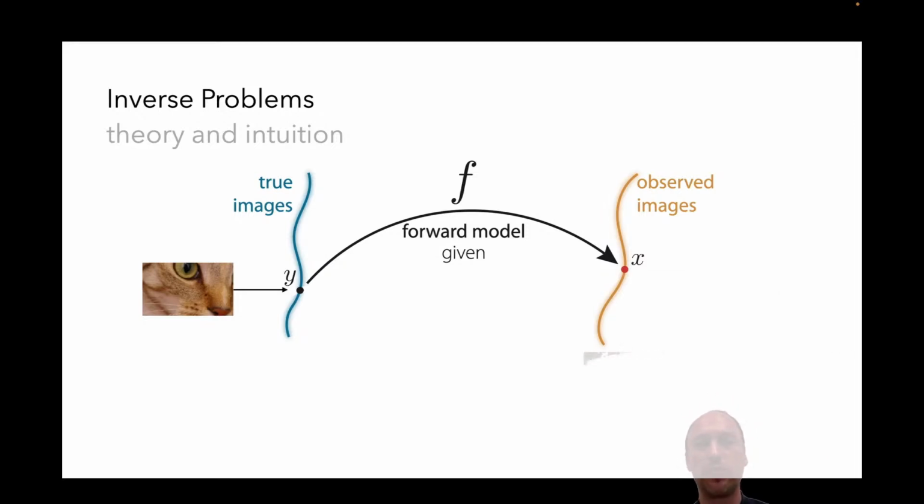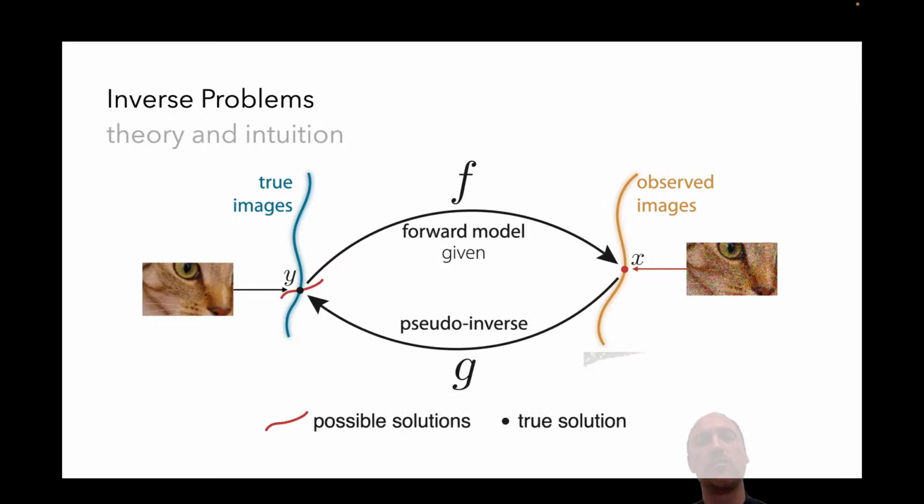Now, what we're trying to do is go back, right? We're trying to go back to the true image Y. The problem is that because we've lost information in this forward model, because F is losing information, we cannot find a single image Y that would explain X. There are actually a lot of possible Ys that would explain what you observe with X. And that's really what I mean by losing information.